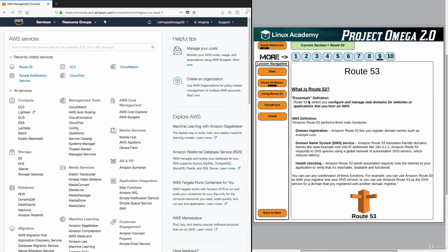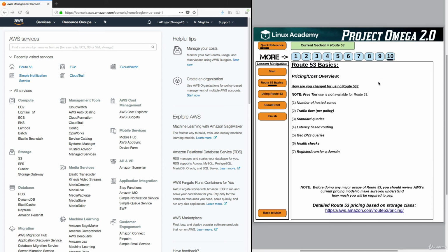So kind of summarizing what Route 53 is, Route 53 is where we configure and manage our web domains for websites and for the applications that we host within AWS. So we can register domain names with Route 53. We can use Route 53, the domain name service, which would then take our domain names like example.com and translate those into the IP address for the host server. And then we also have the ability with Route 53 to do health checking to verify that the host or the application is actually up and functioning properly. So again, we can do any combination of these as we're using Route 53.